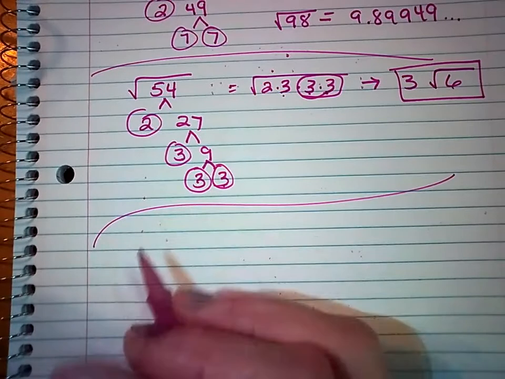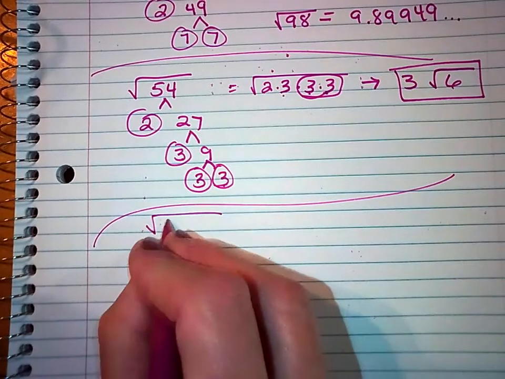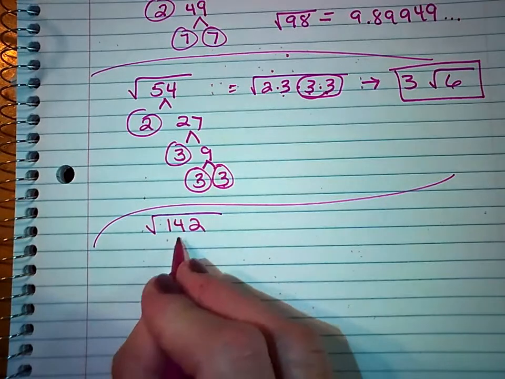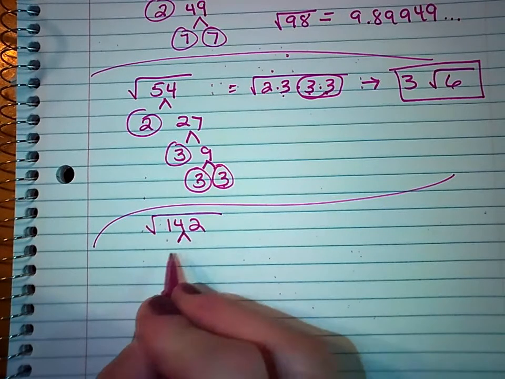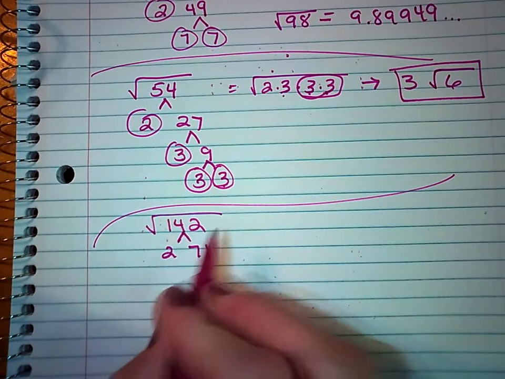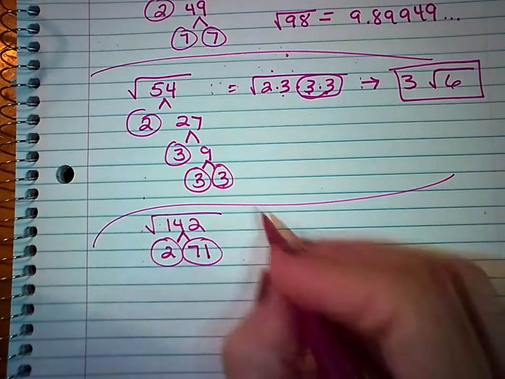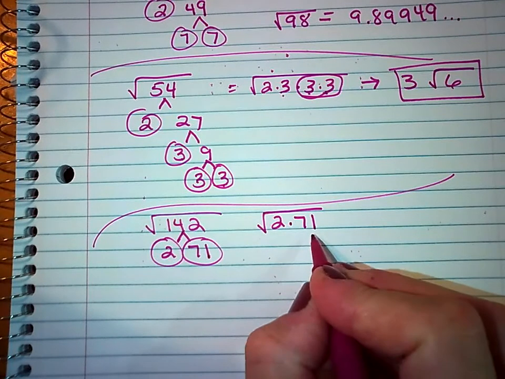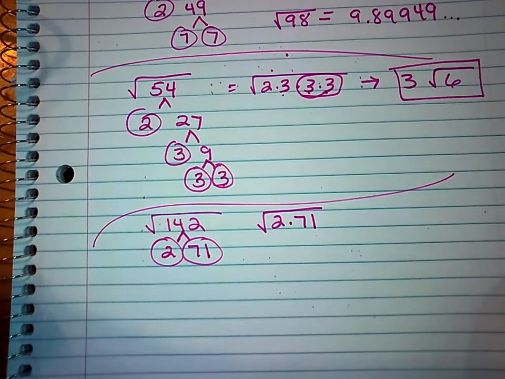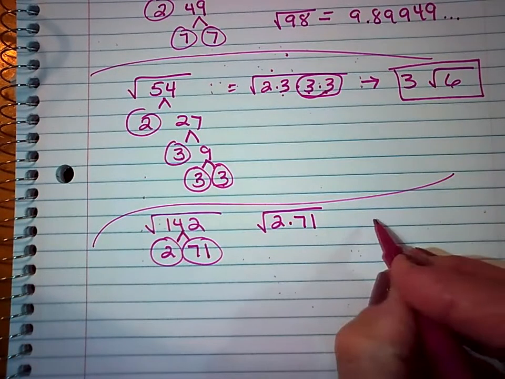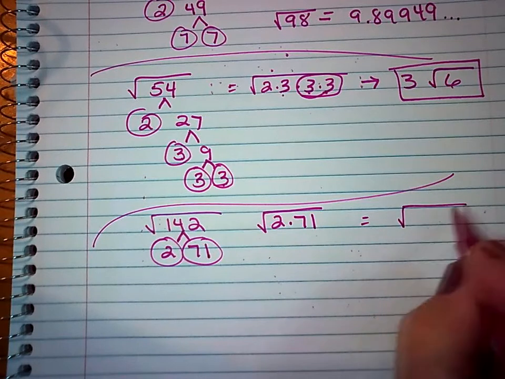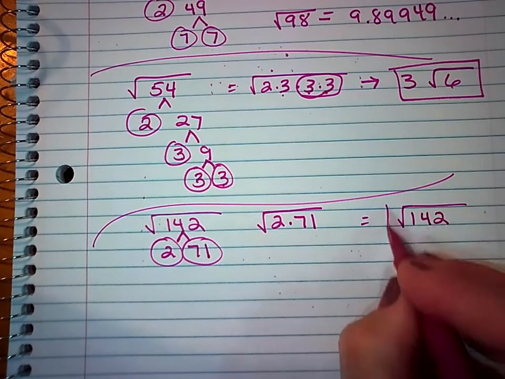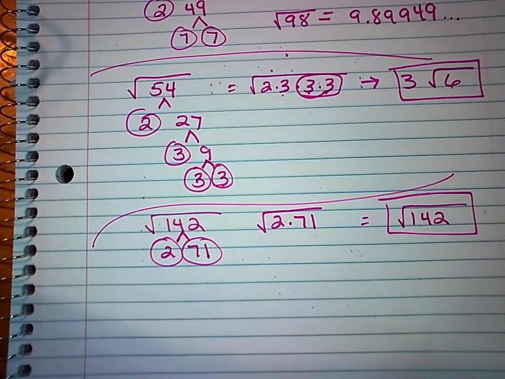Now, let's look at another one. If I look at the square root of 142, I do the factor tree, and I know it's 2 and 71. Well, both of those are prime numbers. And I know 2 times 71 inside the radical. I can't get a pair of numbers out. Therefore, this one in its simplest form is the square root of 142.